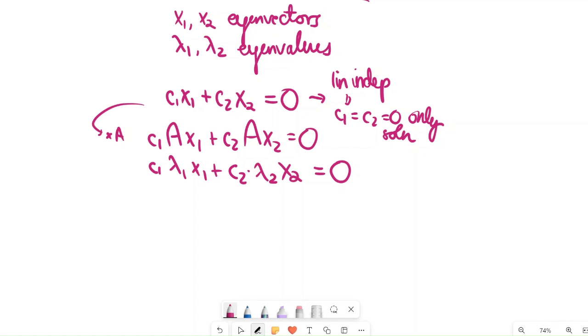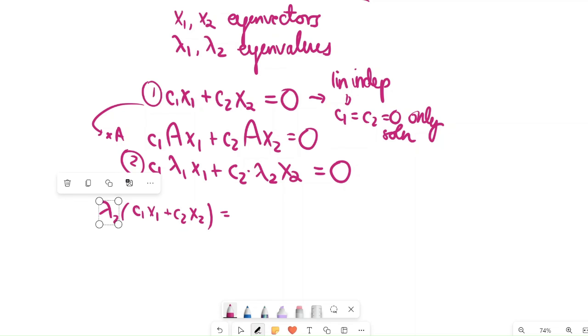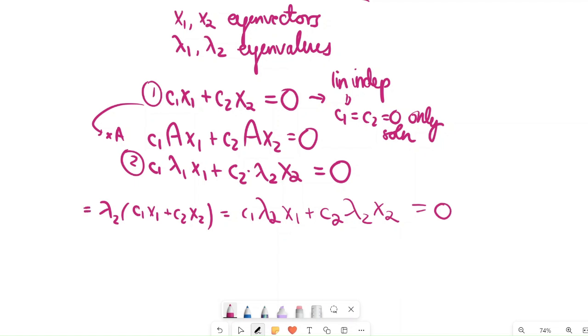So now I have two equations. We have this as our first equation, this is our second equation. So what I can do is c1 x1 plus c2 x2, times lambda 2. This gives us c1 lambda 2 x1 plus c2 lambda 2 x2. And this is equal to 0 because we're just multiplying by a scalar. So this is equal to 0 times lambda 2.